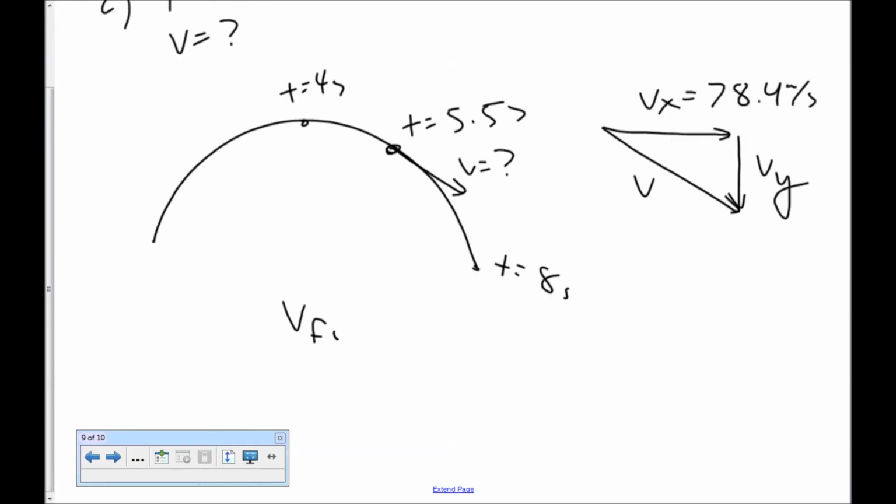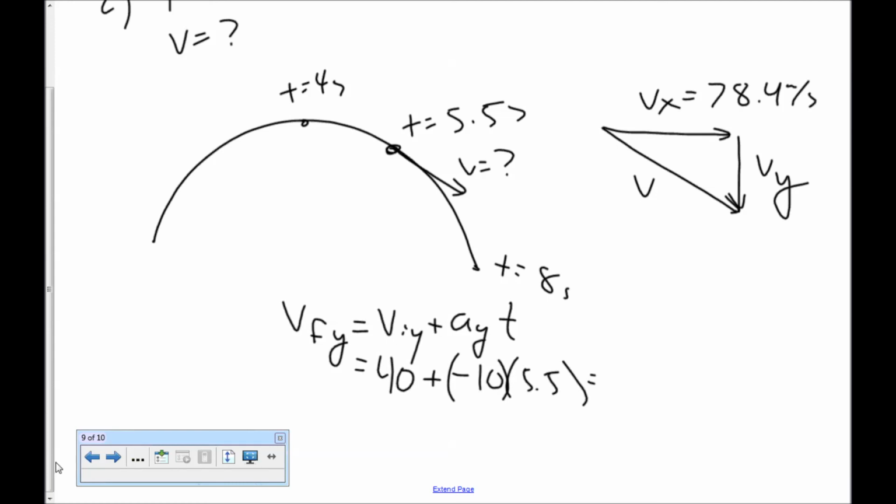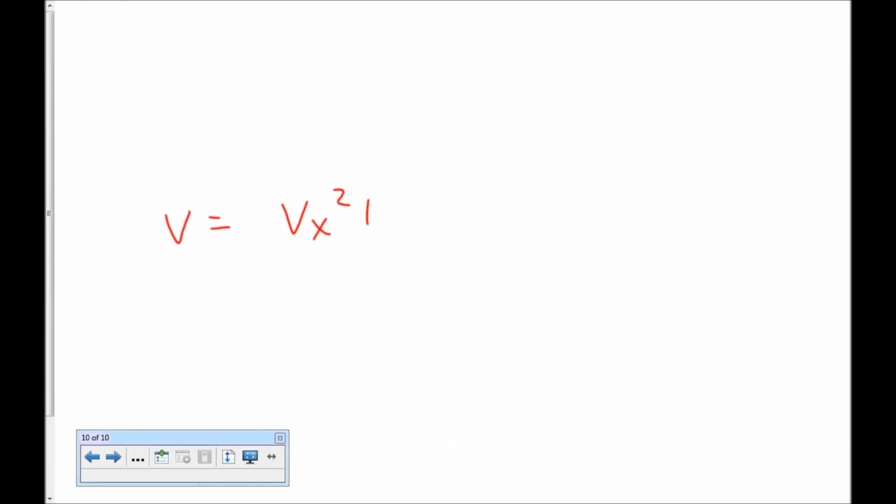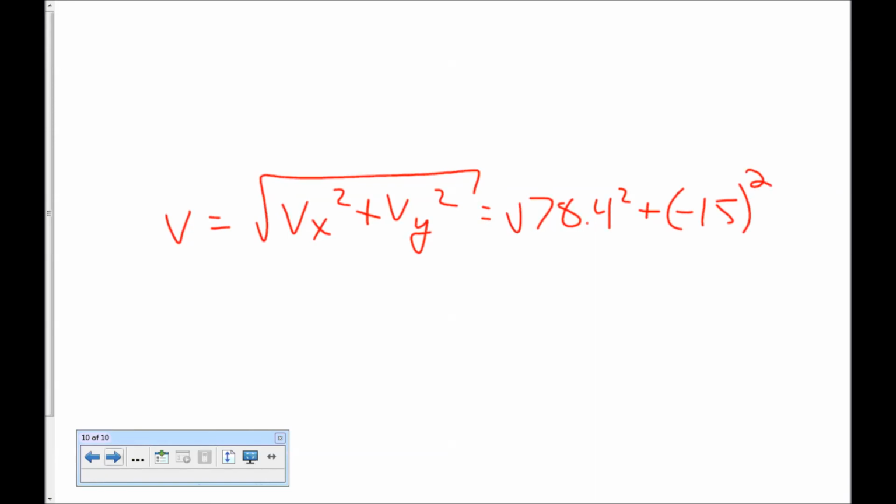So Vfy equals Viy plus Ay times t. So my Viy was 40, my acceleration is negative 10, the time is 5.5 seconds. Multiply that out and you get negative 15 meters a second. And now we can find our velocity. So to find the velocity, remember it's Vx squared plus Vy squared, and take the square root, right? So 78.4 squared plus negative 15 squared, square rooted, and you get an answer of 79.8 meters a second.